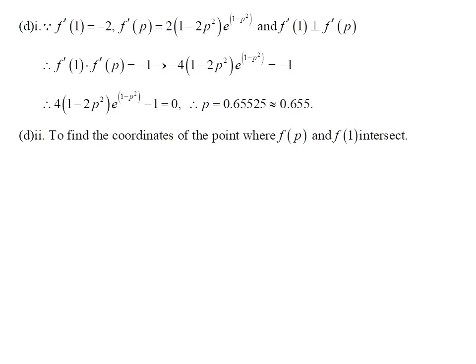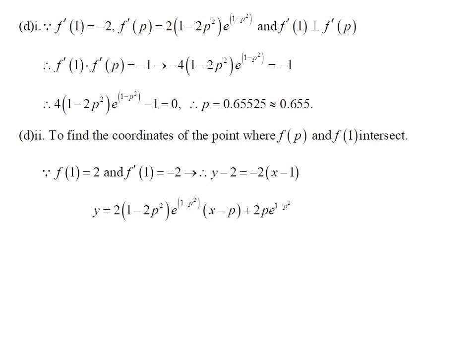Subpart 2 of part D is to find the coordinates of the point where f of p and f of 1 intersect. Since f of 1 equals 2 and f prime of 1 equals negative 2, that gives the linear equation y minus 2 equals negative 2 multiplies (x minus 1). So we have two linear equations established to calculate the coordinates of the intersection.